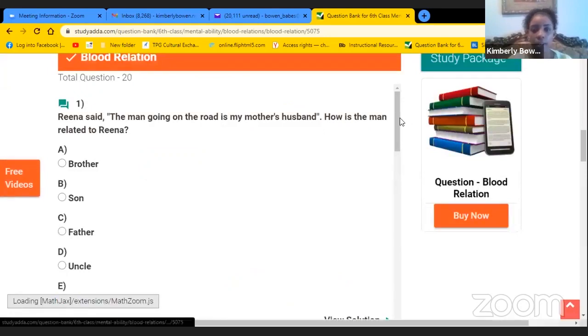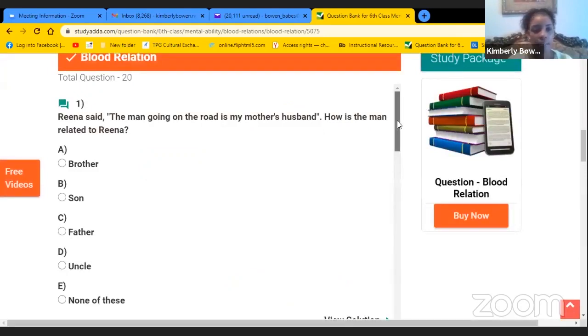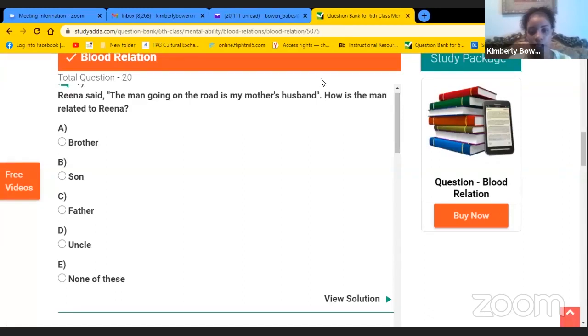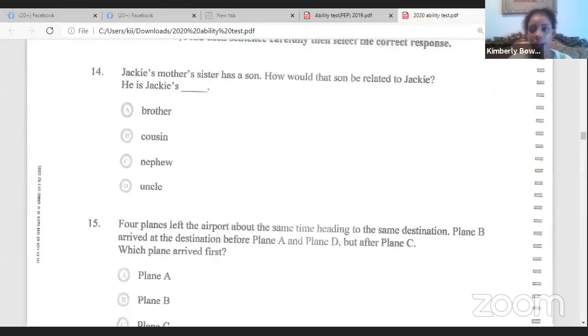So here is another question. Rena said, the man going on the road is my mother's husband. How is the man related to Rena? Similar to what we would have seen on the 2019 past paper. I'm toggling to the 2019 past paper and sharing it to the screen. That's a similar question. They're both from the category of blood relation. If you're able to practice on that, you should be able to determine the answer.